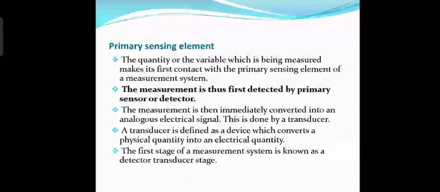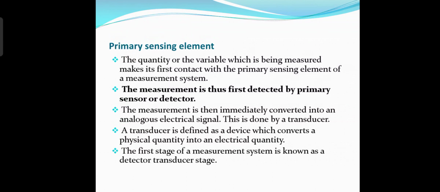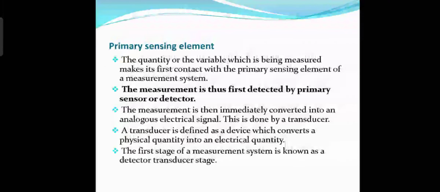The quantity to be measured is detected with the analogous signal, which is then converted into electrical signal by a device called transducer. A transducer is a device which converts any physical quantity into electrical quantity for the purpose of measurement. In many cases, sensors may be absent, but transducer is a mandatory one. The first stage of measurement system is known as detector transducer stage.